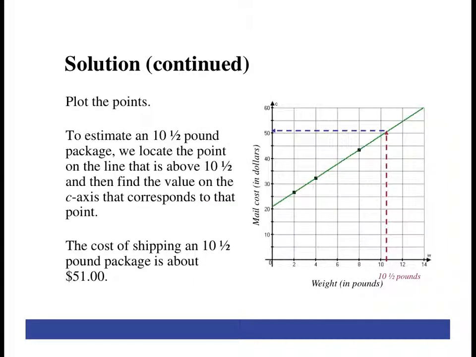So the next thing we do is we're going to plot the points. And if you see the green line, it goes through the points that we plotted, and we're going to estimate a 10.5 pound package. So we locate the point on the line that is above 10.5 pounds. Remember the weight was what we graphed first, so it's going to be our x-axis. So 10.5 pounds would be somewhere in here. And then we're going to go up till we run into the graphed line and see if we can come up with about what the cost would be.